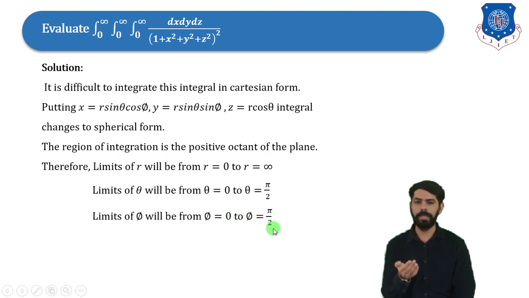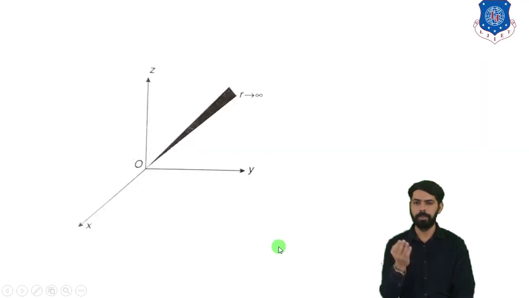We will understand these limits with the help of a diagram. So this is the diagram. Here you can see that this is the radius strip. The lower part of the strip intersects at O where the radius is 0. Therefore the lower limit of r will be 0. And if you look at the upper part of the strip, here r tends to infinity. Therefore the limit of r will be from 0 to infinity. And the limit of theta will be from 0 to pi by 2. In the same way, the limit of phi will be from 0 to pi by 2.